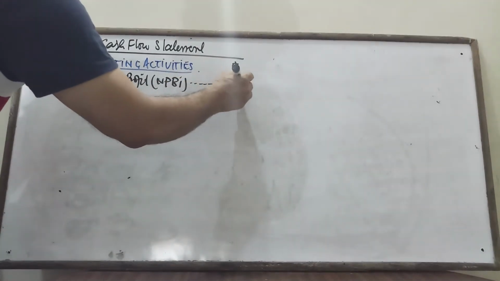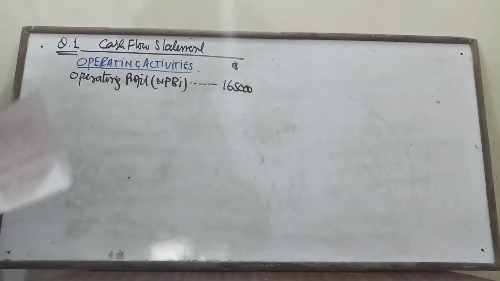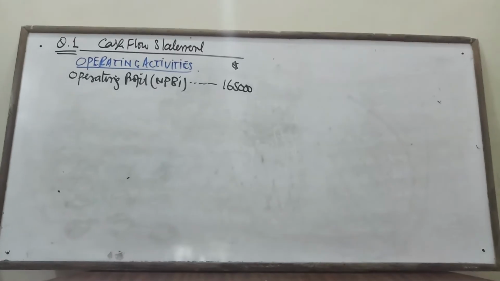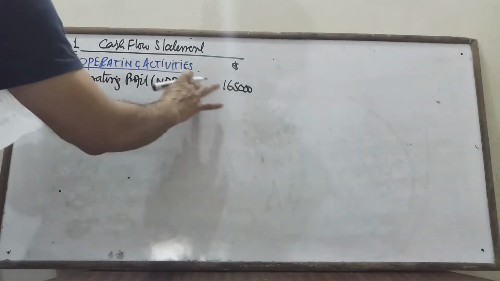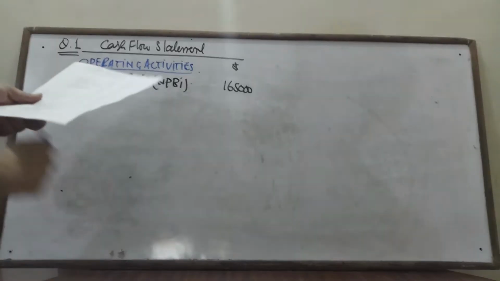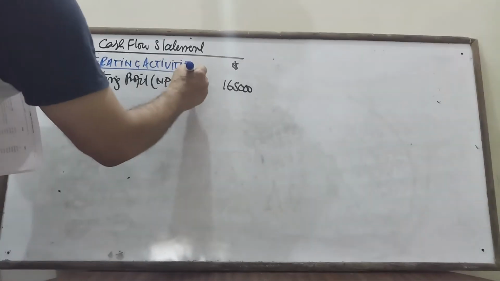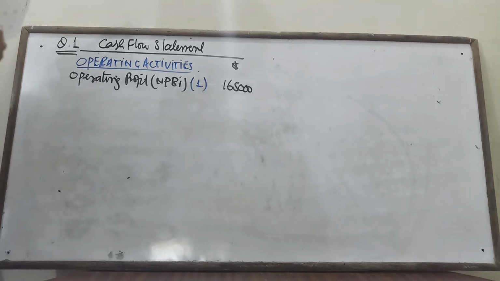Class, I'm solving question number one. Again, I'm telling you, before you watch my video, you must have this question paper with you in your hand. Cash flow from operating activity, I'm taking it from the addition point number one. I'm just marking point number one for your convenience.